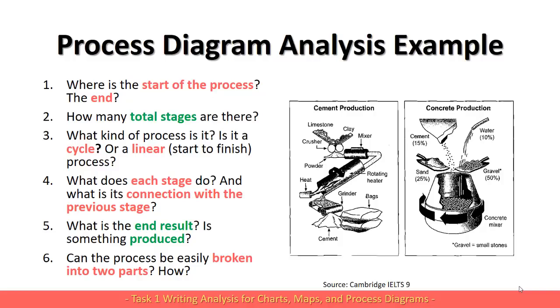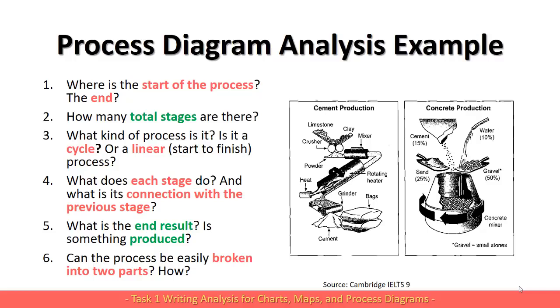And cement production, well, we have the limestone and clay go through the crusher. They're made into powder, and then go into the mixer, where they're passed on to the rotating heater, which blows heat into it. Then they're moved to the grinder, which puts them into cement and then into bags. So I'm not counting right now, but you can make a tally of how many processes. It's not super important that you know how many stages there are, but if it's very clear, then perhaps you can write how many stages there are. And if anything, it helps you understand the process a little bit better.